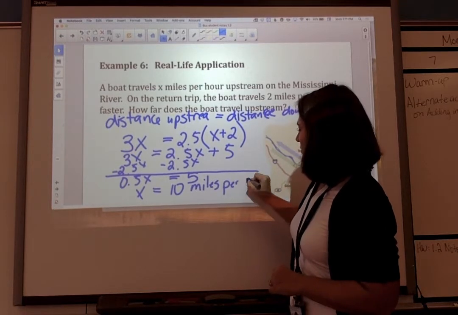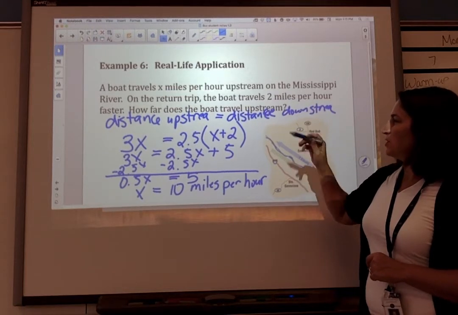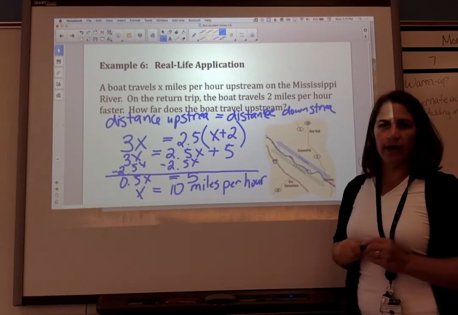And then, of course, going downstream, it would be going 12 miles per hour, x plus 2.